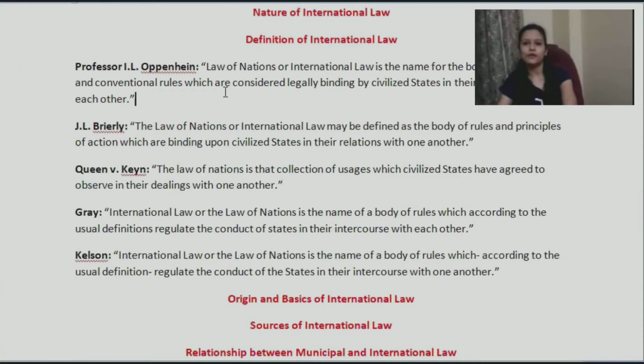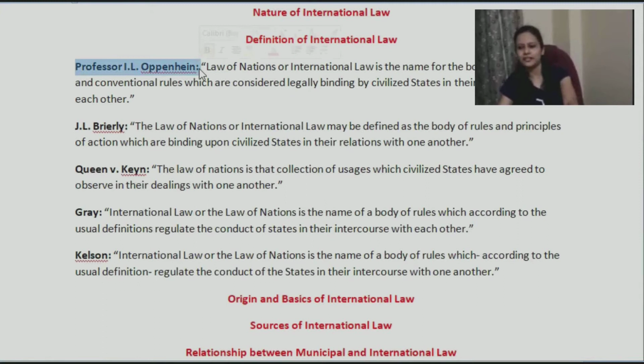So now we have certain definitions, right? It becomes very important that we study these different types of definitions given by different jurists, writers, or scholars and have an understanding of them. Maybe for the purpose of your exam, you can remember some 4 or 5 definitions and accordingly prepare them.